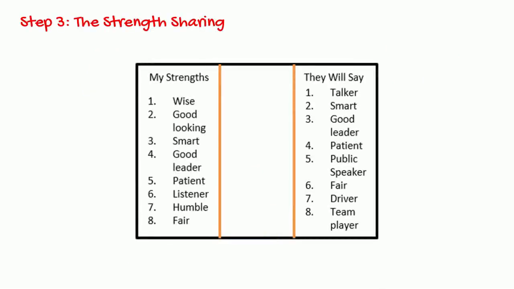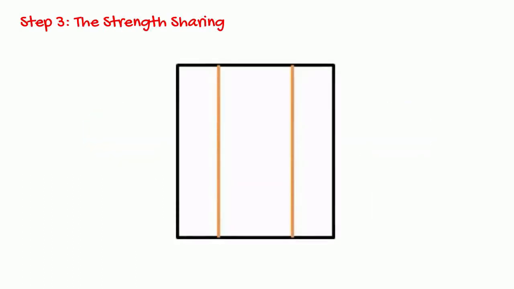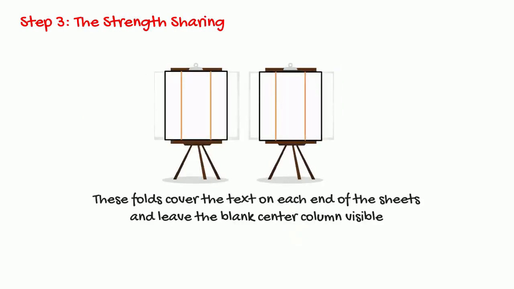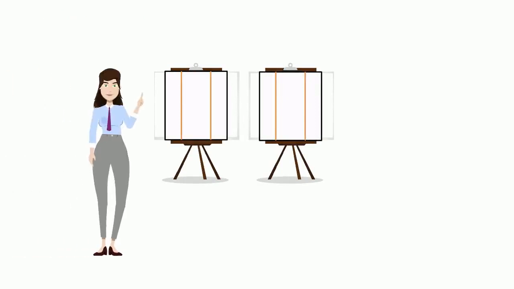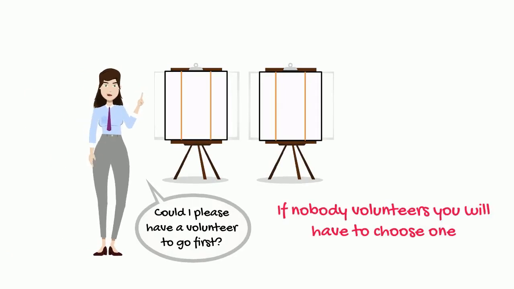Step 3. The strength sharing. Ask the two people to fold over their sheets like this, then bring their easels to the middle of the room. These folds cover the text on each end of the sheets and leave the blank centre column visible. Now ask for a volunteer to go first. If nobody volunteers, you'll have to choose one.